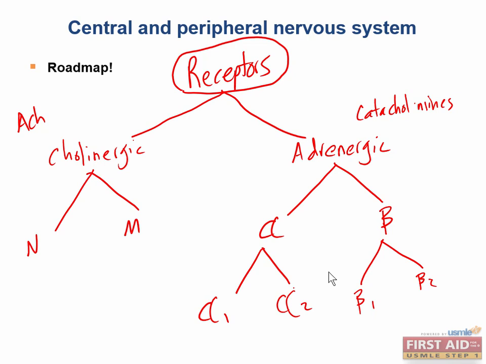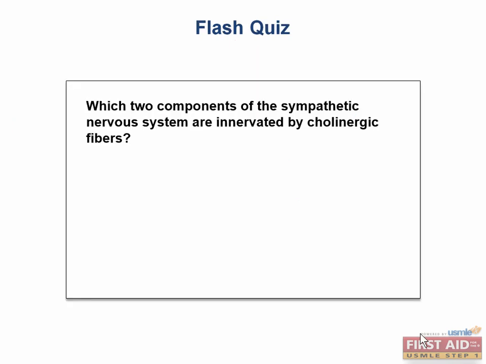This is an excellent time to test comprehension. Which two components of the sympathetic nervous system are innervated by cholinergic fibers? Remember that the sympathetic nervous system is the fight or flight system and mostly uses catecholamines such as norepinephrine. However, there are exceptions to this rule which are often tested on the USMLE.